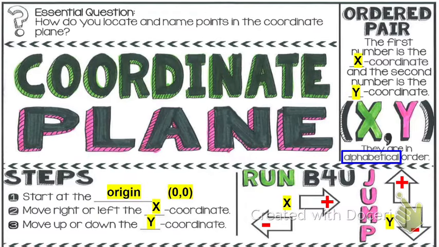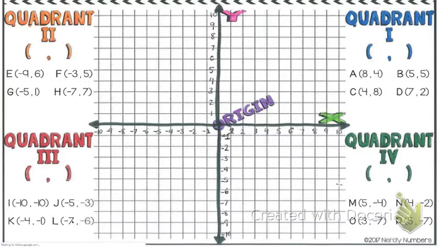So let's go ahead and look at the coordinate plane. Right here we have our origin right in the middle. So let me show that to you with my little laser. Our origin is right here in the middle where those 2 cross. That is our origin, and that's where we're going to start every single time.